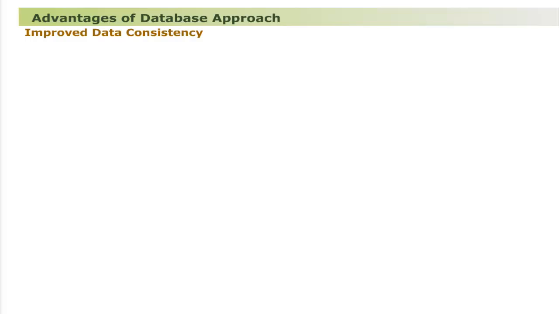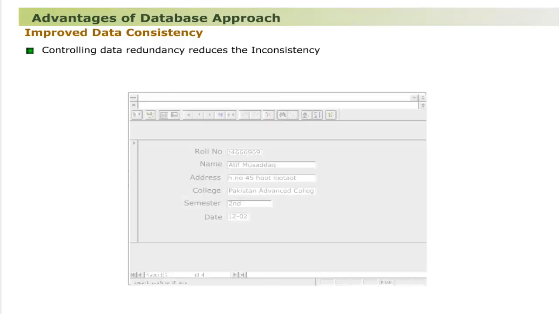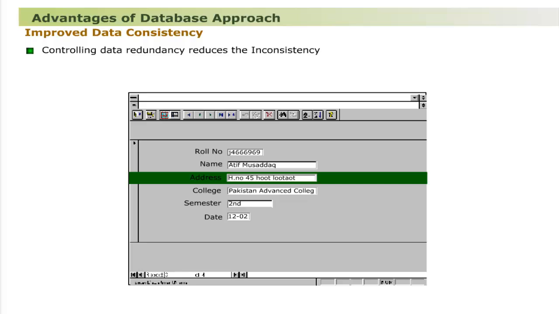Improved data consistency. By eliminating or controlling data redundancy, we greatly reduce the opportunities for inconsistency. For example, if the address of a particular student is stored only once, there is no disagreement on the stored value. Also, updating data values is greatly simplified when each value is stored in one place only.